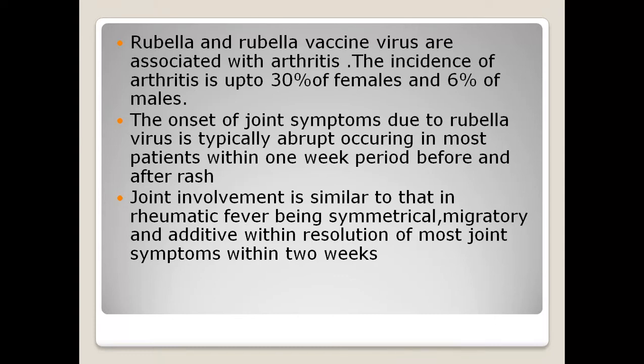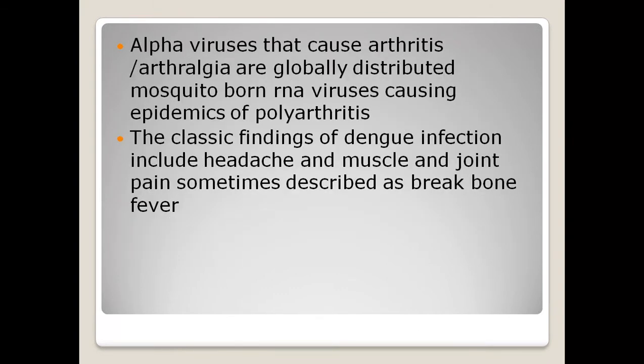And the joint involvement is similar to that in rheumatic fever, being symmetrical and migratory. These are two important points in rheumatic fever: symmetrical and migratory joint involvement, with resolution of most joint symptoms within 2 weeks. So 3 points: symmetrical, migratory joint involvement, with the symptoms resolving within 2 weeks in acute rheumatic fever.